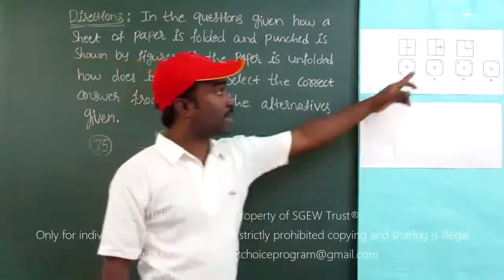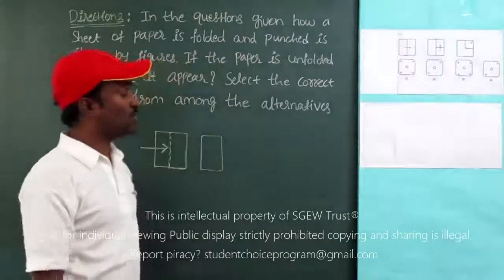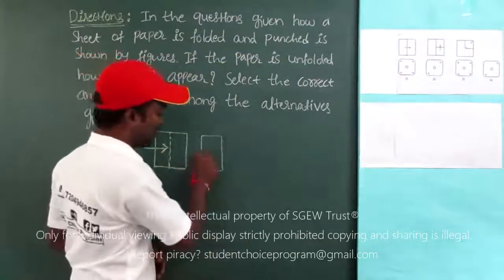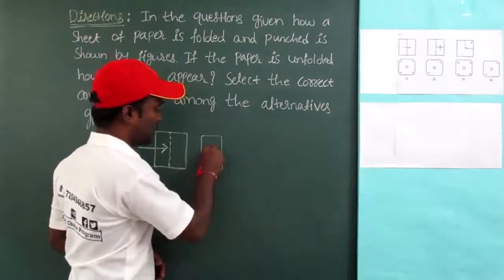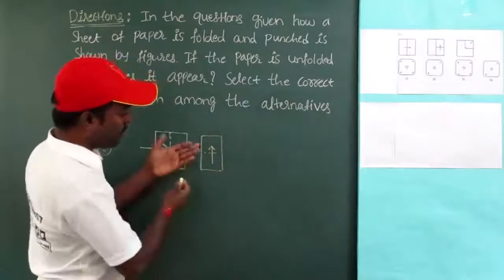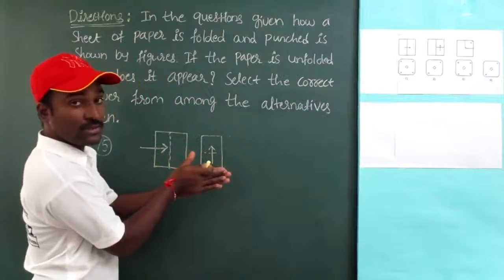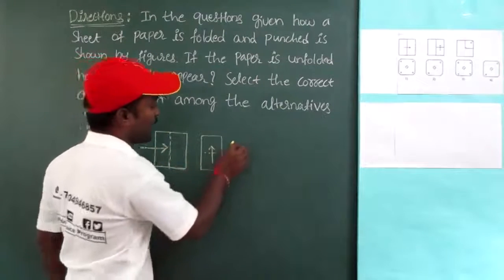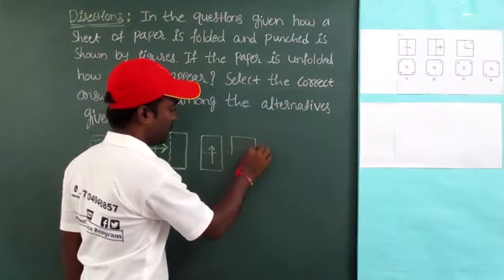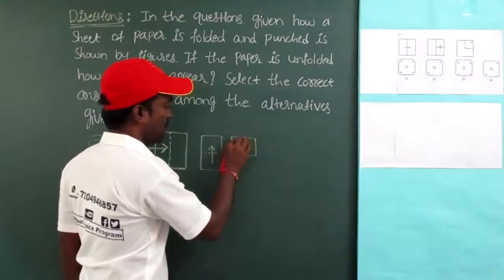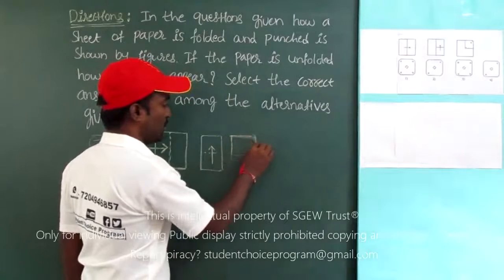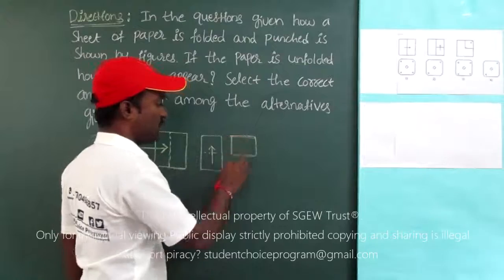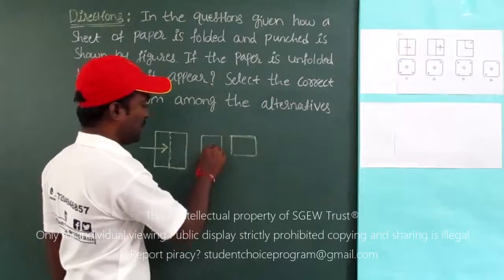Now here is the next figure which shows how it is folded. It is folded at this point in this direction. If you fold this like this, then it will appear like this. This will be the appearance of the paper after folding in this direction.